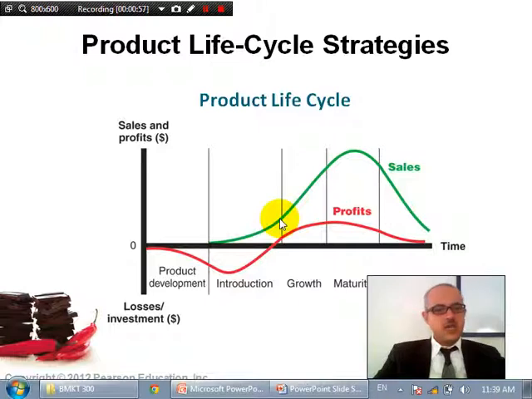And of course, as you have more sales, your losses will start to become less and less until it reaches break even, which is right here, where you have all of your costs covered. Then here maybe you will start to make profits.